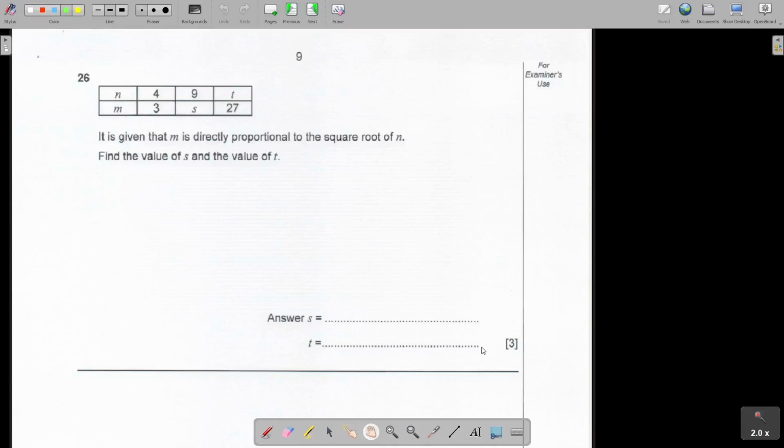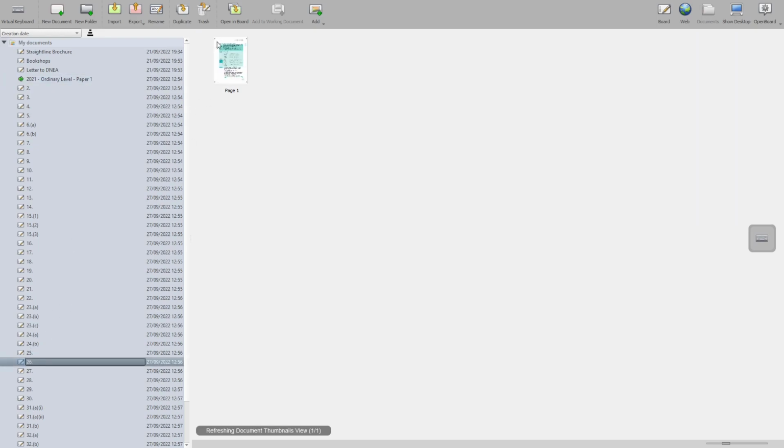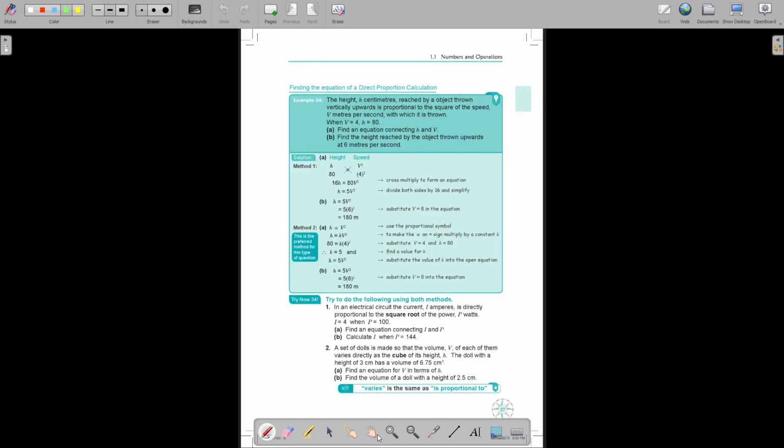Question 26. They give you a table. And then they say it's given that m is directly proportional to the square root of n. Let's find the value of s and the value of t. So it's already proportion, direct, indirect. So again, I'm going to take you to the textbook. So let's just go there to question 26 and see where I marked it in the textbook. Okay, it's here.